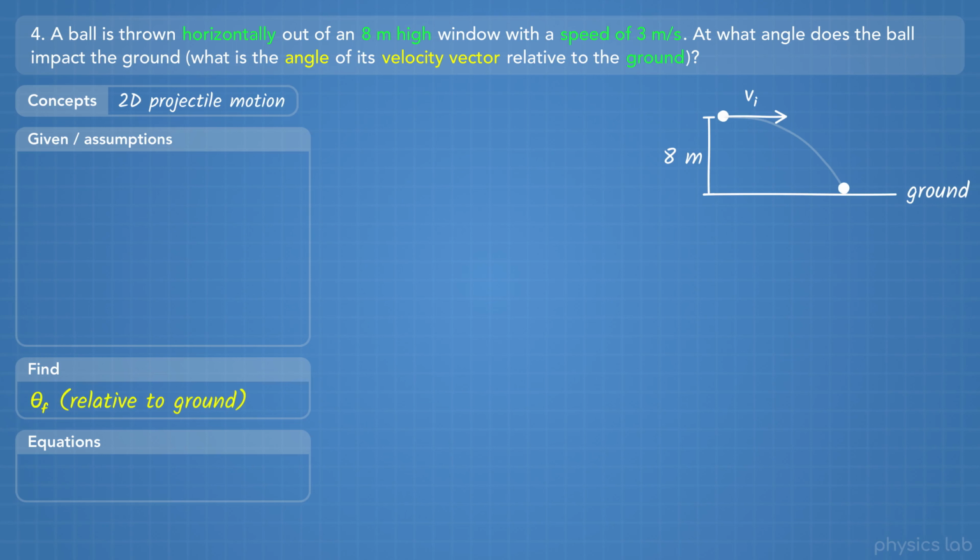We're trying to find the angle of the velocity vector when the ball hits the ground. So here's the final velocity vector, and we can label the angle of the vector relative to the ground as theta final. Since the ball is moving horizontally, we're dealing with two-dimensional projectile motion, so we need to set up the x and y axes.